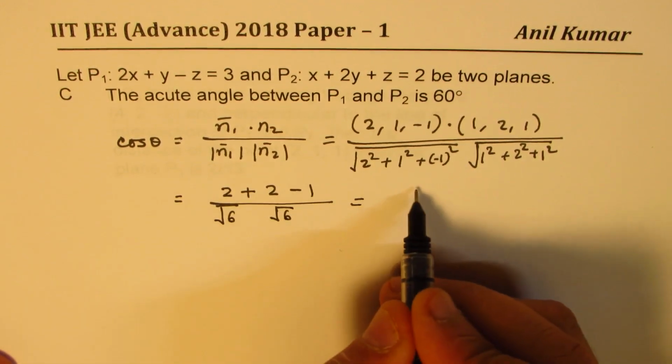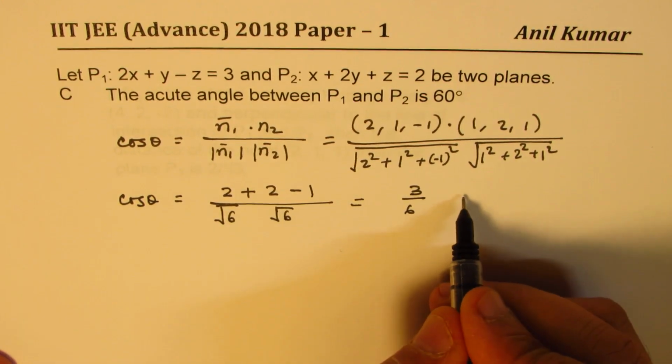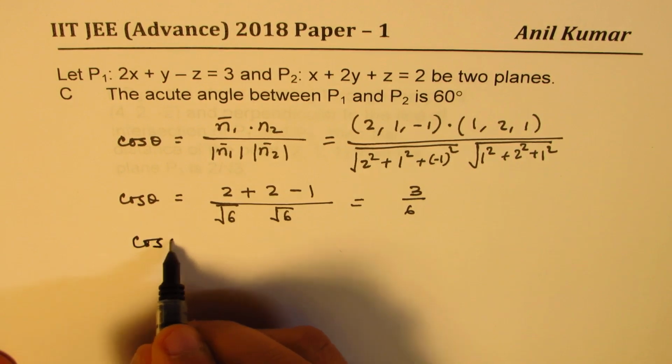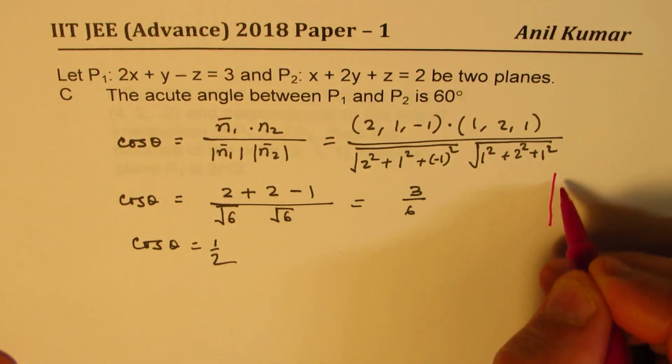Right, so what we get here, 3 over 6. So that is cos theta. So cos theta is basically half. Cos theta is half. That means theta is what? Look into your triangle, right?